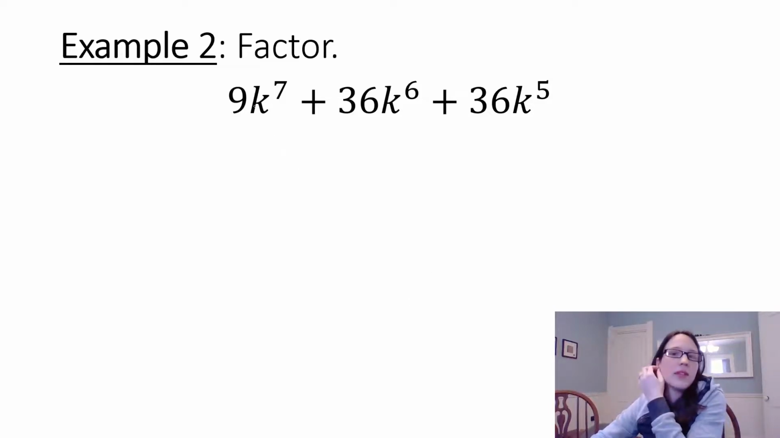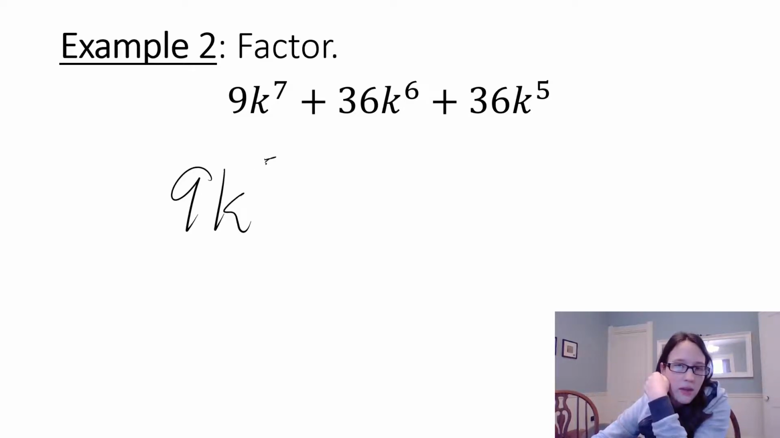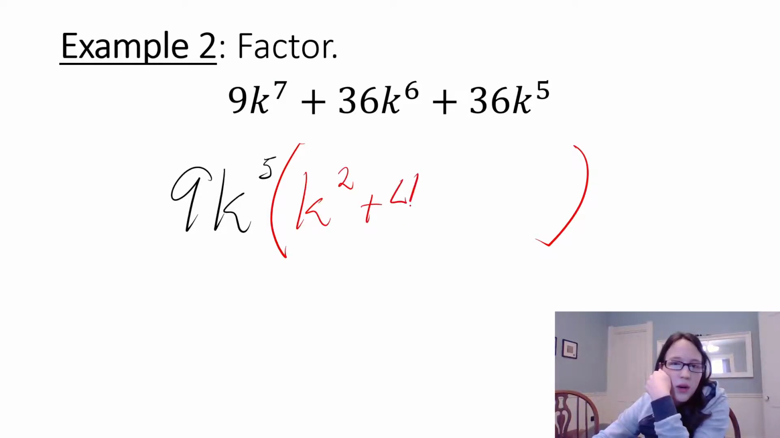Yeah, absolutely. Every single one of these can be divided by 9. And then the greatest number of k's we have is k to the power 5. So I'm going to factor out a 9k to the power of 5. And after I do that, the remaining polynomial is going to be, well, I just have k squared left here. This is plus 4k. And then this one is just plus 4.